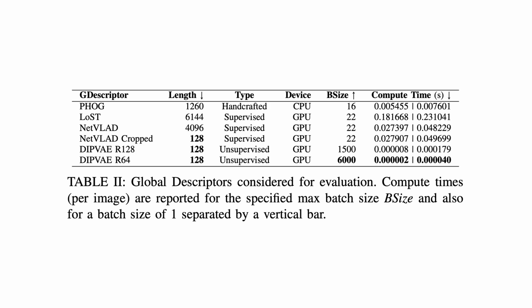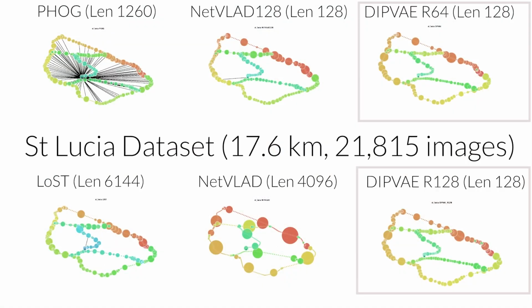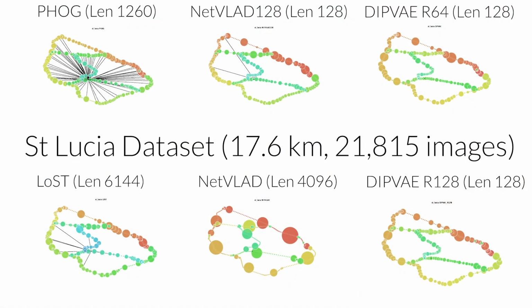DIPVAE is compact with an embedding length of 128 and is significantly faster to compute compared to other global descriptors. We conclude continuity and distinctiveness to be crucial characteristics for an optimal global descriptor that enable efficient and scalable hierarchical mapping.